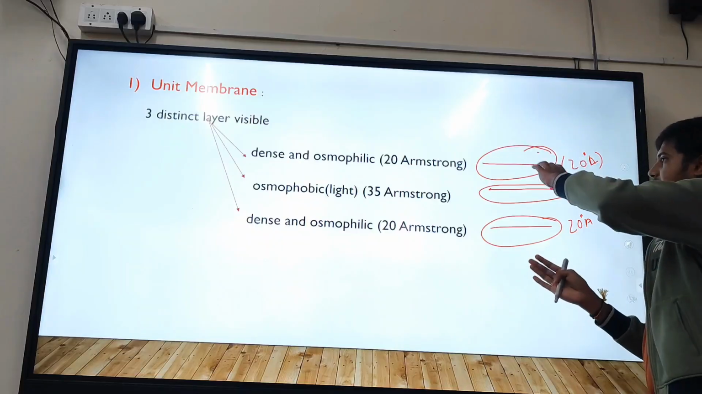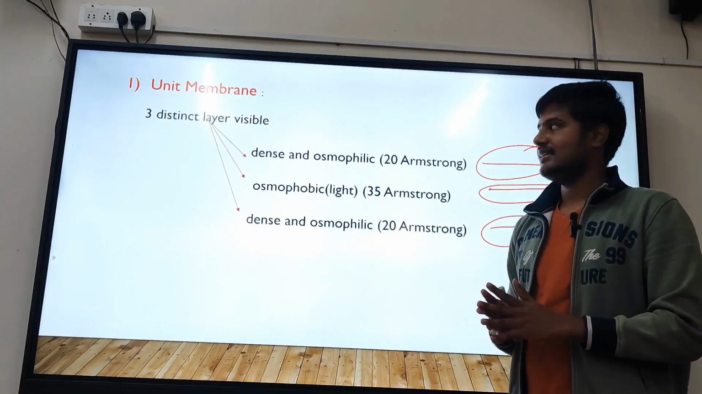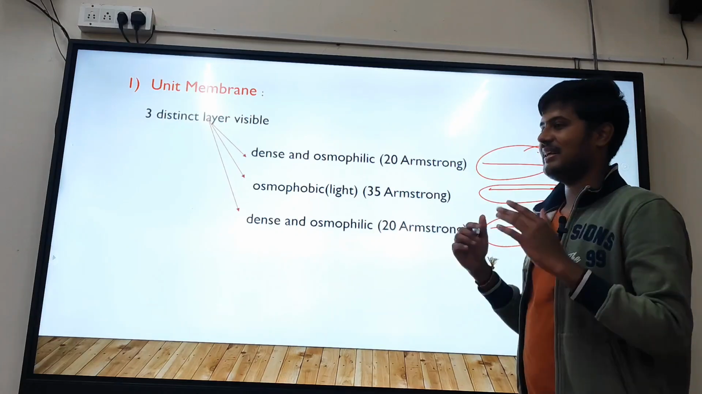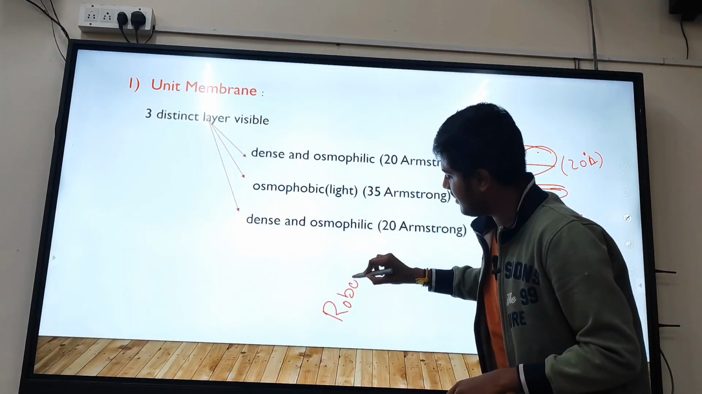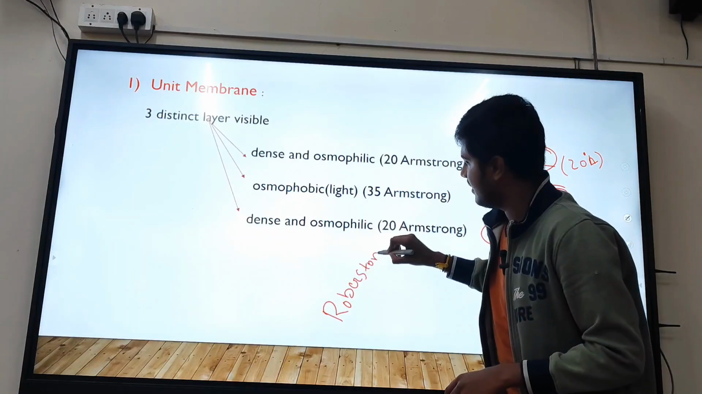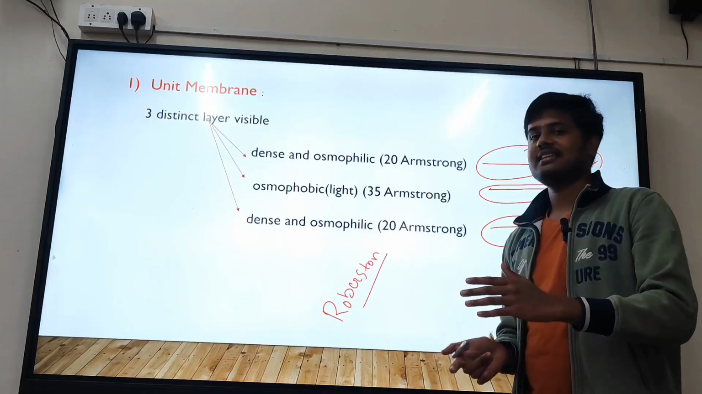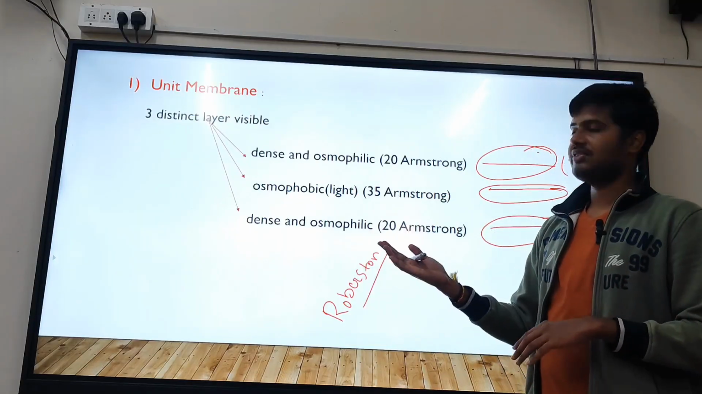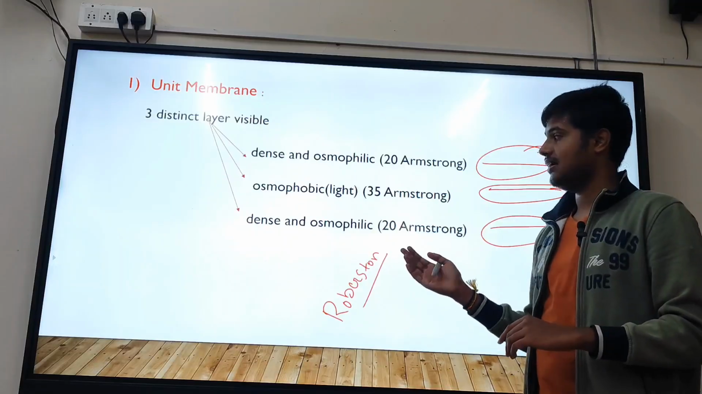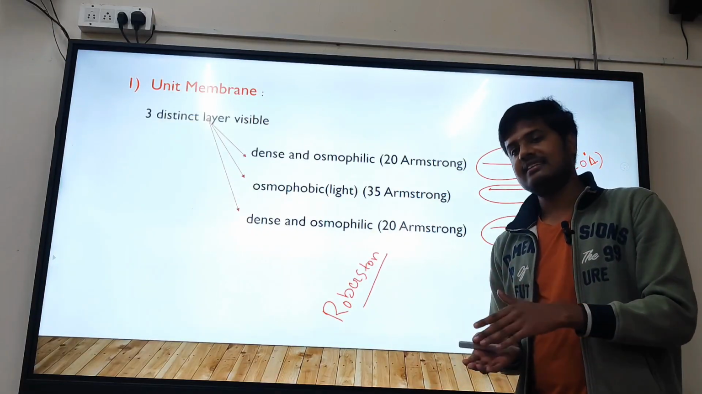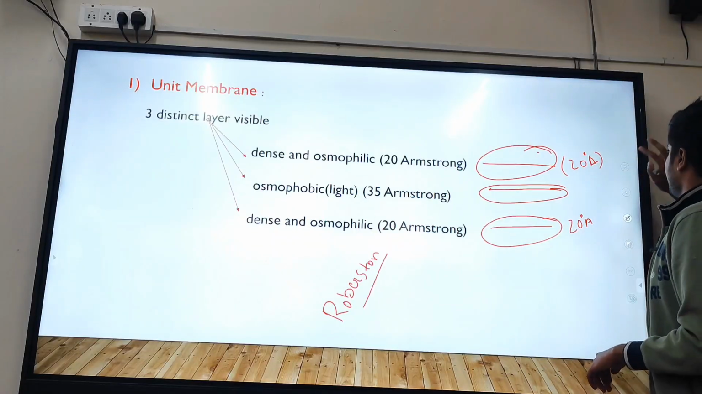This was rejected because he didn't explain deeply, and people simply remember the name, that is Robertson. It is given by Robertson. He told that the cell wall is composed of three layers. The first one is dense and osmophilic. The second layer is osmophilic, that is light, of 35 Angstrom. The last layer is dense and osmophilic, of 20 Angstrom.